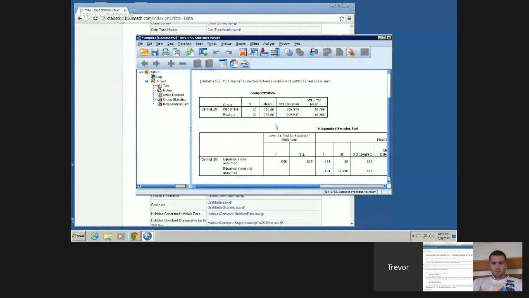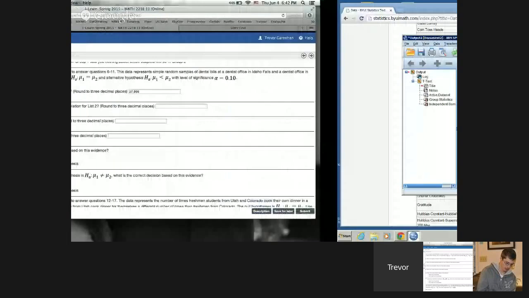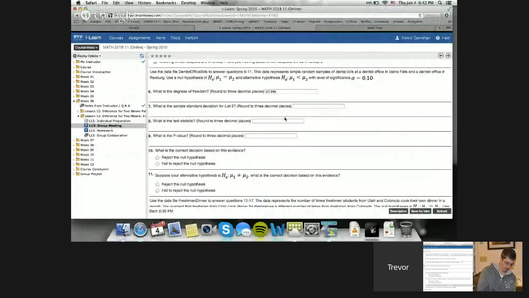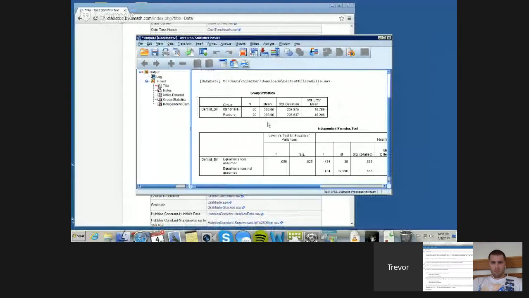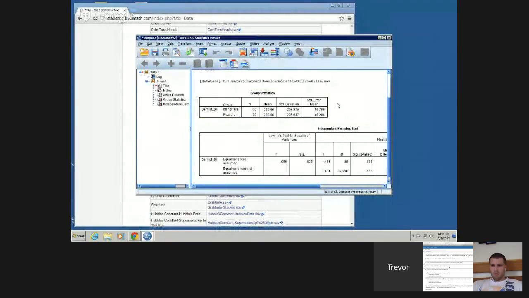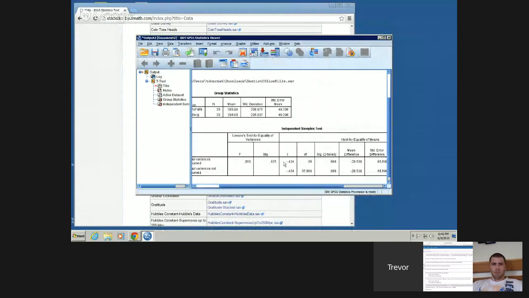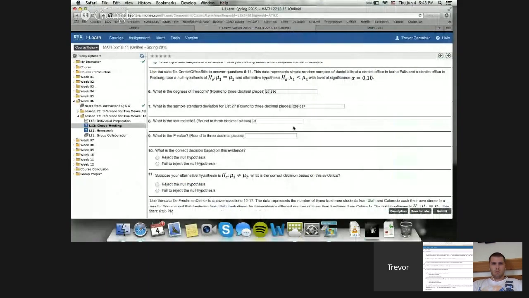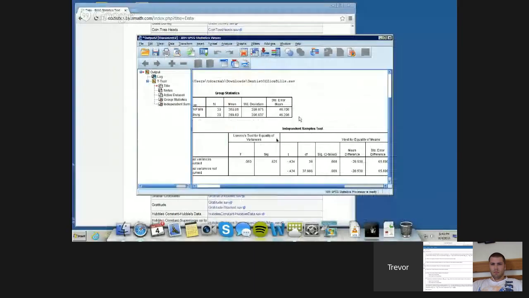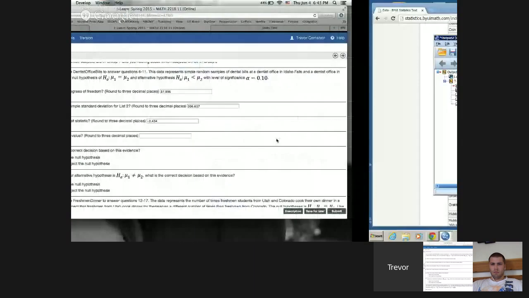And for the standard deviation, you did 206. Yeah, 206.637. Test statistic 0 or negative 0.434. And then 0.666.